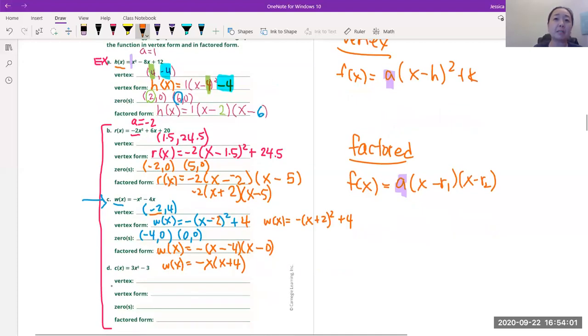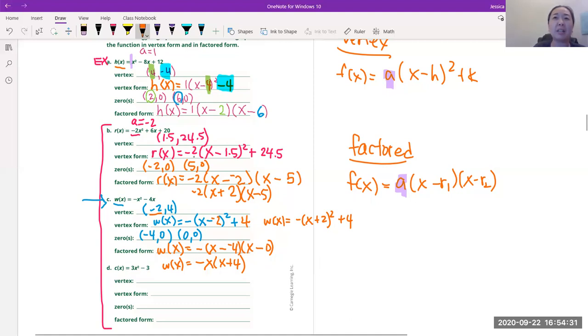Make sure you practice these ones. I'm going to write in the answers in here. For the first one, when you graph it, you're going to use Desmos again. And you get your vertex to be 1.5 and 24.5, and your zeros to be -2 and 5, right? And remember here we did R of x, because it already states that our function is going to be called R, okay?